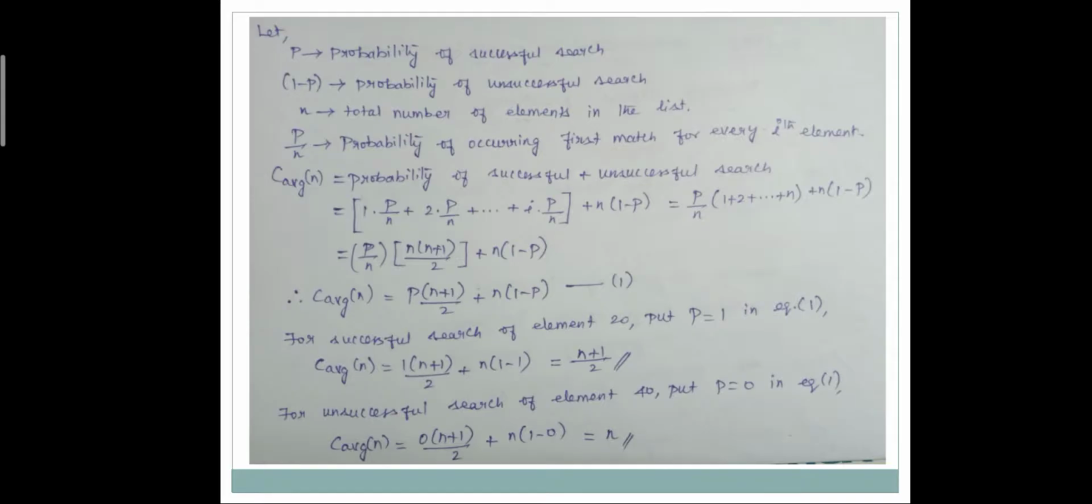By putting P is equal to 1 for successful search of element 20 in equation number 1, we get C average of n is equal to n plus 1 the whole divided by 2. By putting P is equal to 0 for unsuccessful search of element 40 in equation number 1, we get C average of n is equal to n.